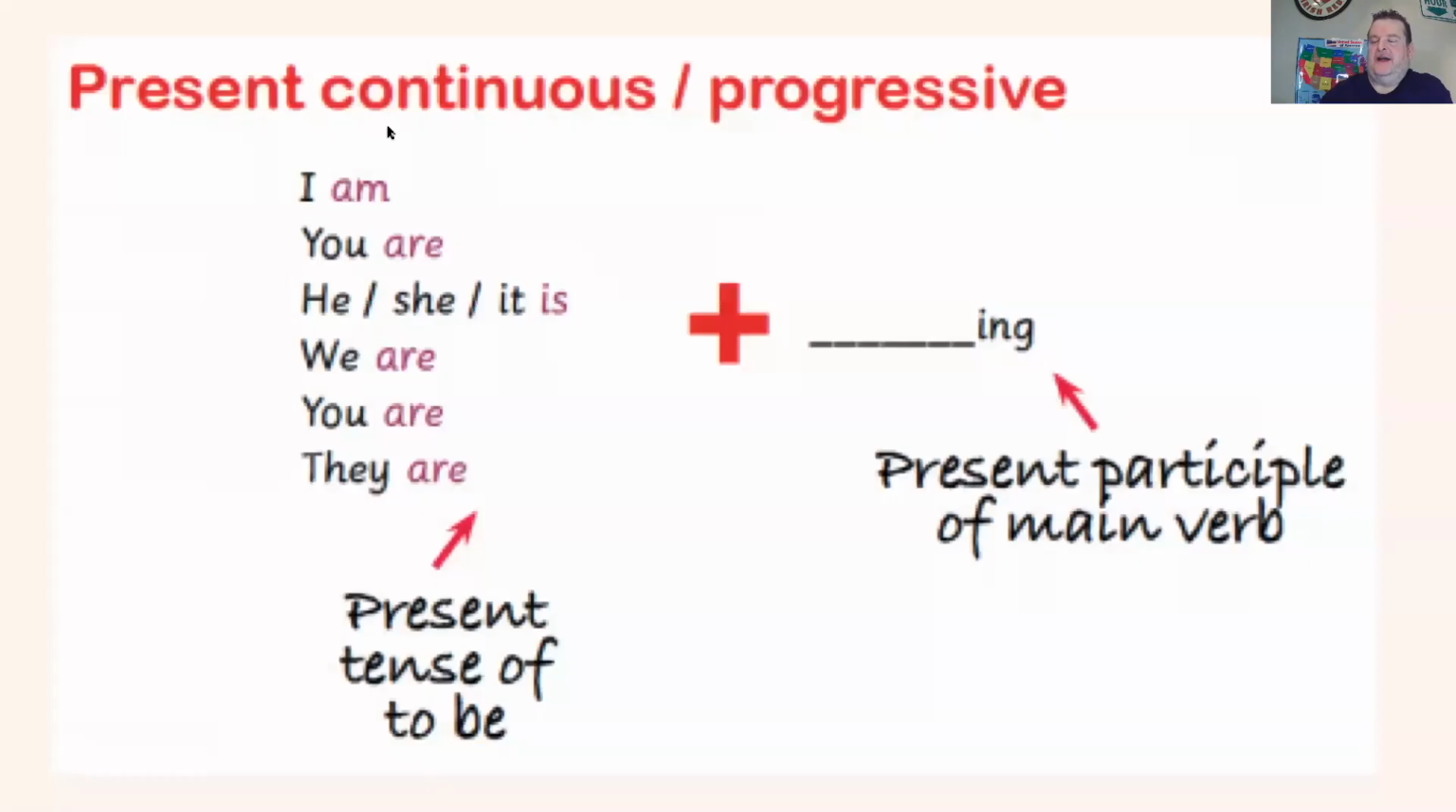So let's see how that looks. On the left, you can see you're going to take the pronoun, add the form of to be, and then you're going to add that present participle or that gerund. And that's how you're going to form this present continuous tense. So repeat after me. I am, you are, he is, she is, it is, we are, you all are, they are. Great.